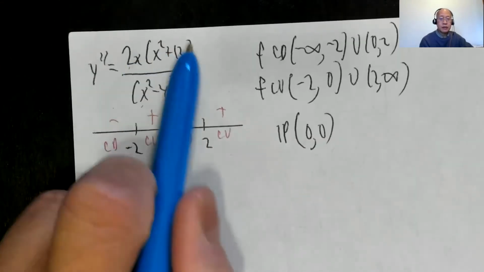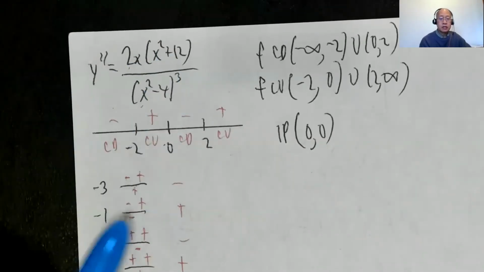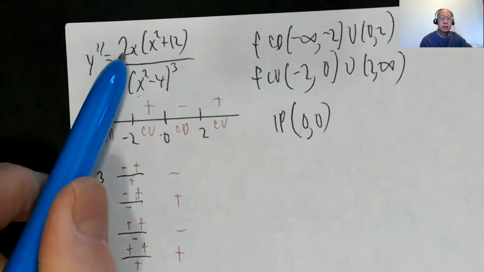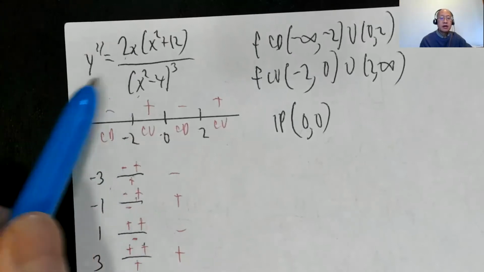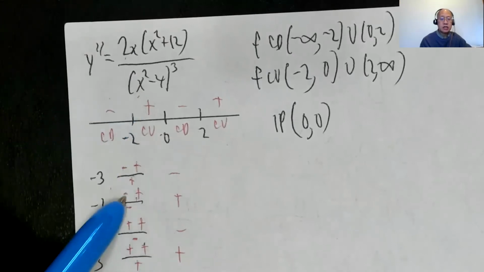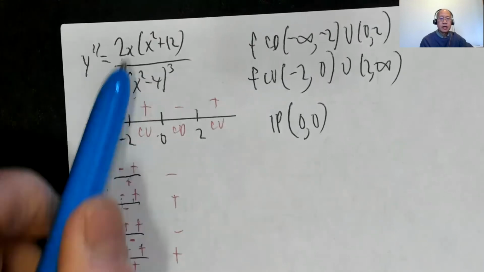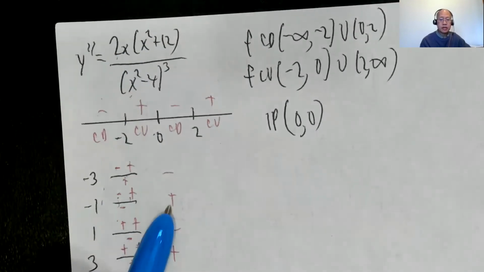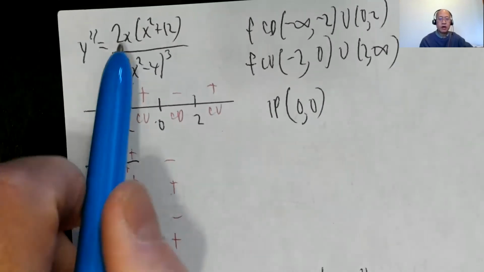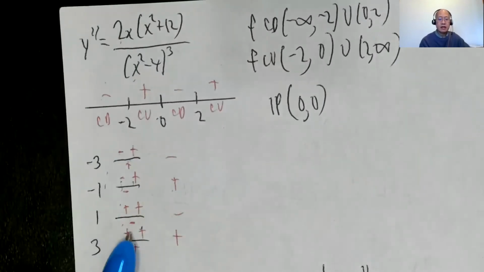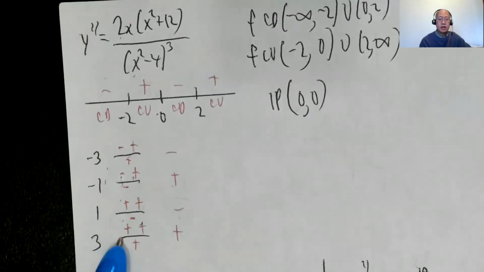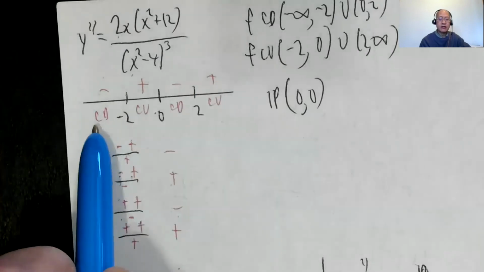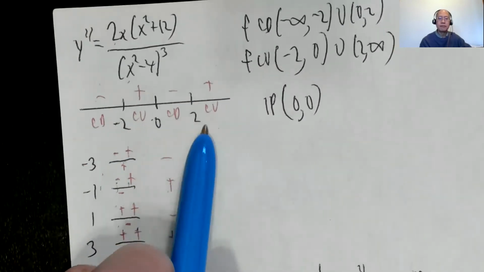Plug in -3. This is always positive. So plus, plus, plus, plus. A -3, that's going to be negative, and -3, that would be positive. Whole thing is negative. -1, that's always positive. That's negative. That's negative, so the whole thing is positive. +1, positive, negative, so the whole thing is negative. And 3, everything is positive. So negative, positive, negative, positive: concave down, concave up, concave down, concave up.